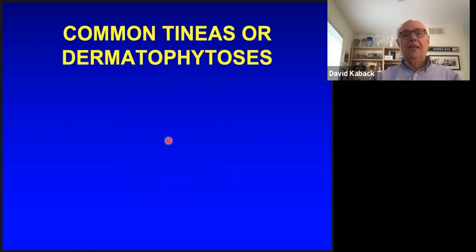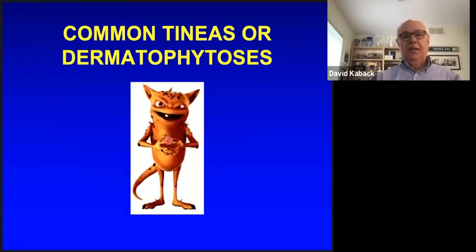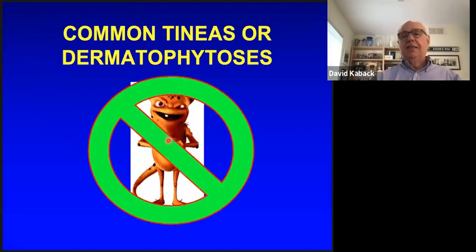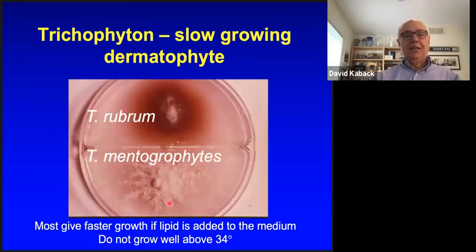Okay, and these are the common tineas or dermatophytoses, and they don't look like this guy. Okay, that's not this guy. What they look like growing on a plate is here. Here we have Trichophyton mentagrophytes, and Trichophyton rubrum, the red Trichophyton. Again, you don't have to remember the species name.